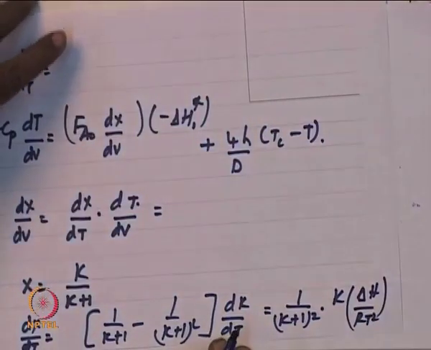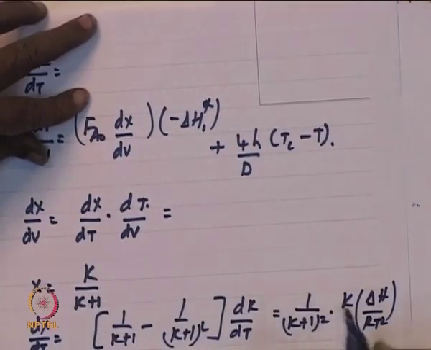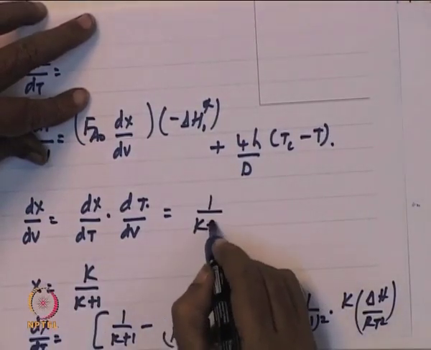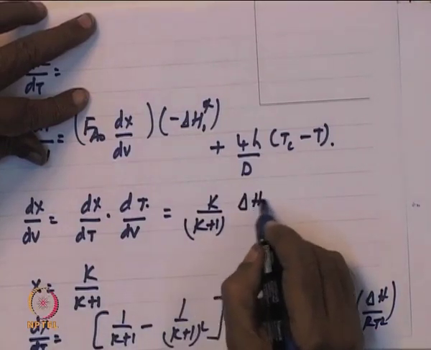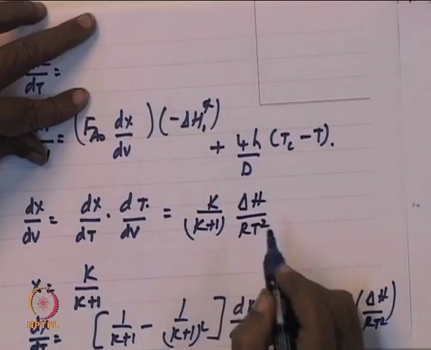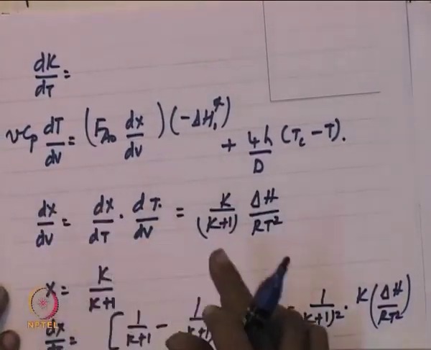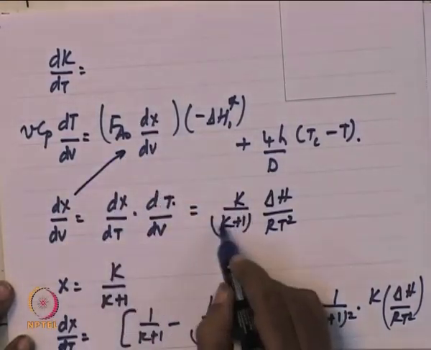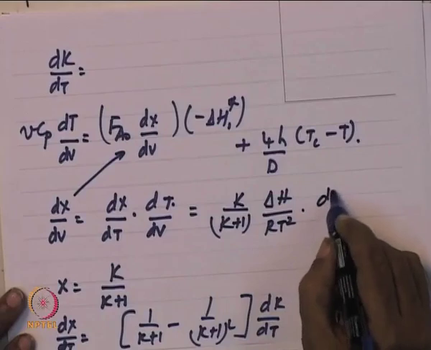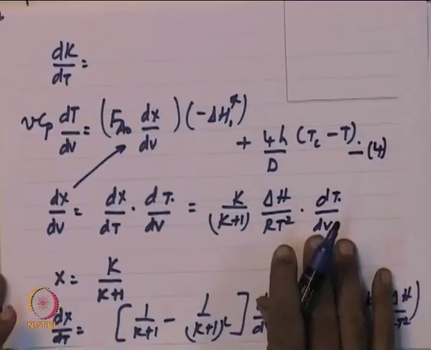Therefore, you can see here dx/dV is simply this whole term, 1 by k plus 1, times k delta H by R T squared. So, you can substitute for dx/dT, so the whole thing dx/dV you can replace in this way, and then you can replace this as dT/dV. I will call this equation 4. So, I can replace equation 4 in this form.